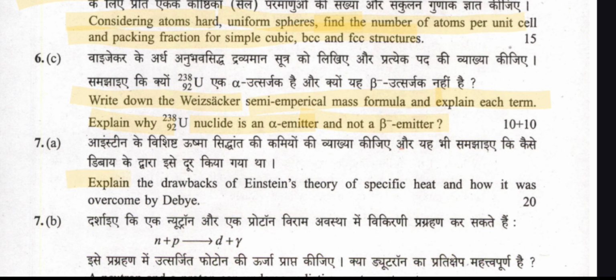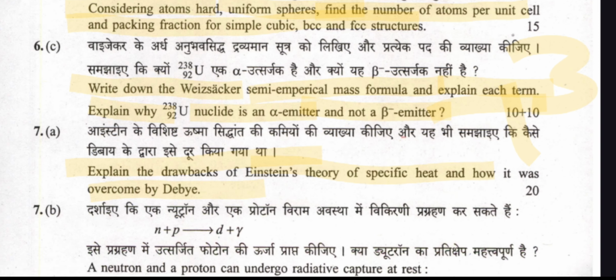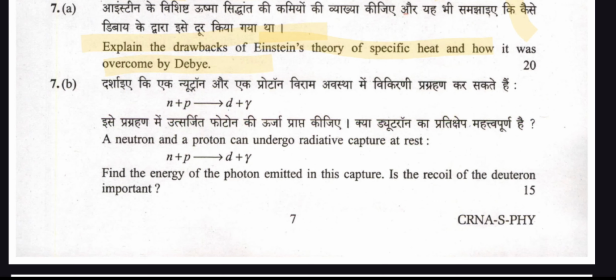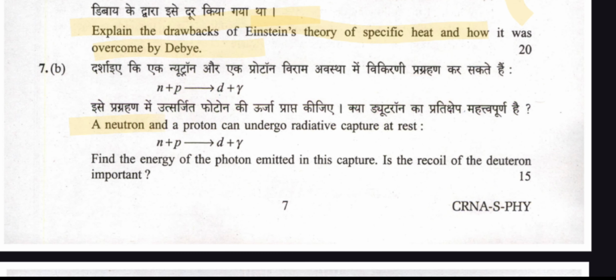Question number 7a. Explain the drawbacks of Einstein's theory of specific heats and how it was overcome by Debye. So what is the difference between Einstein's theory and Debye's theory of specific heats of solids? This question is very easy.